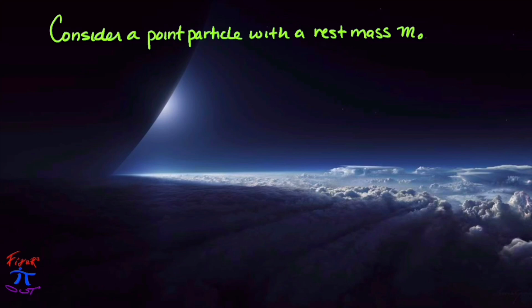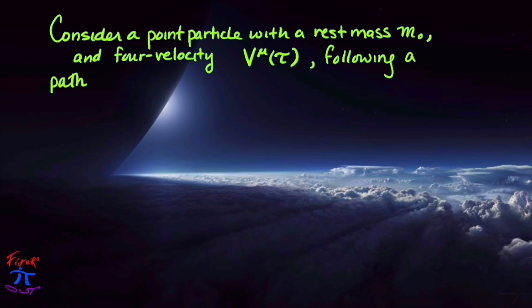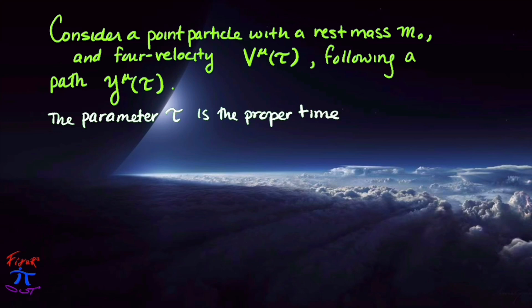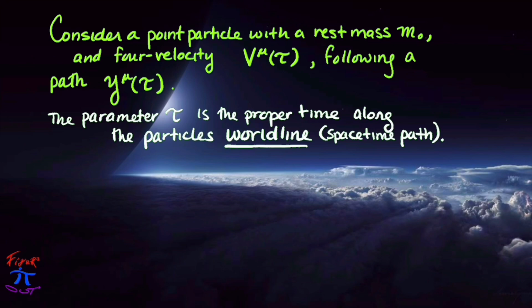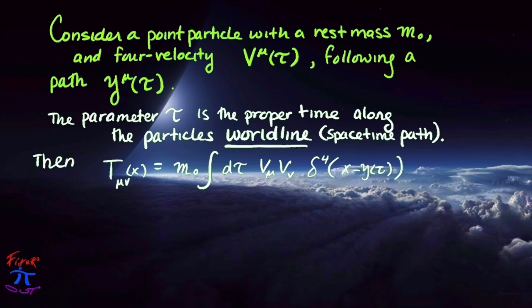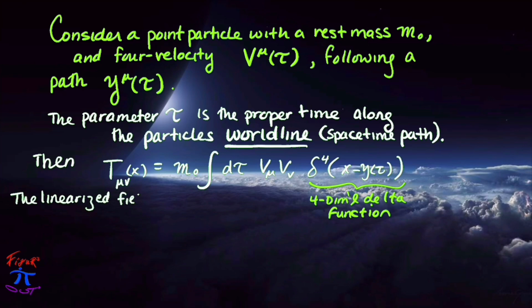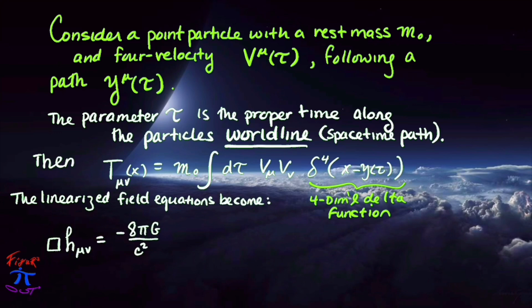Now, consider a point particle with rest mass m sub 0 and a 4-velocity v mu in terms of the proper time tau, following a particular path y mu, which is also a function of the proper time parameter tau. The parameter tau is the proper time along a particle's world line, which is the space-time path. Then we get the stress energy tensor to be given by this expression, utilizing a four-dimensional delta function, which is merely a function that picks a certain value out.